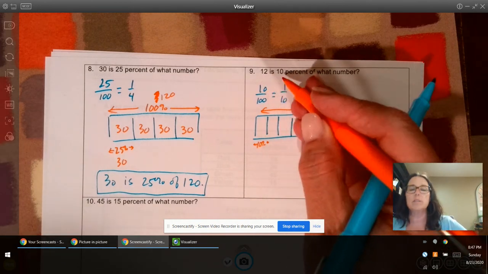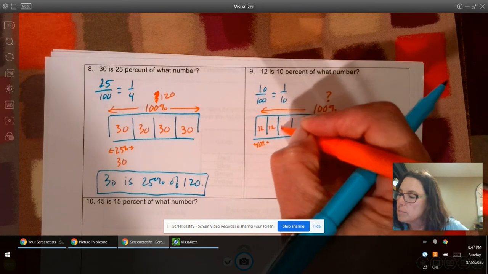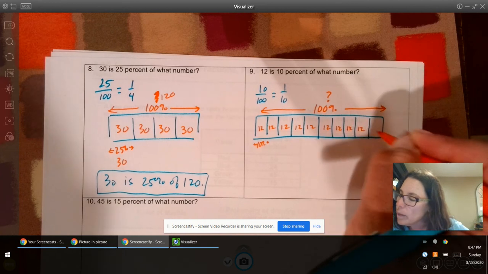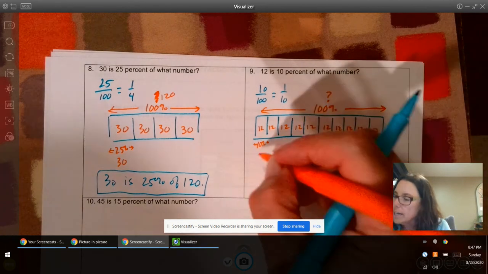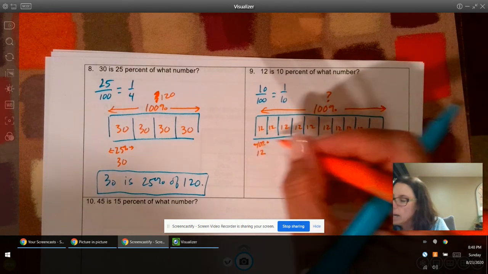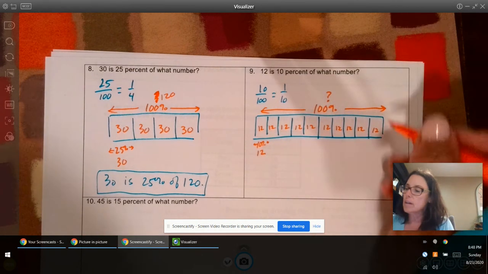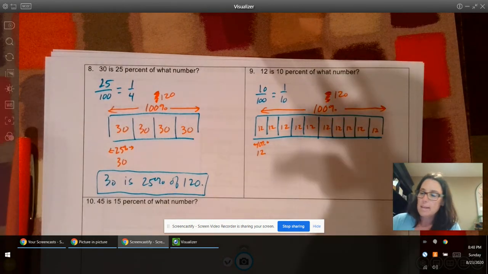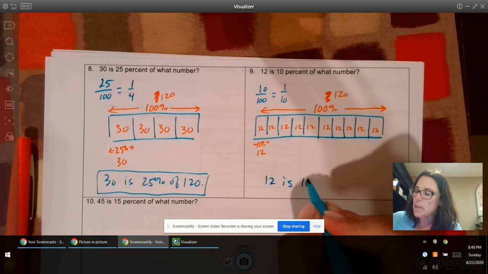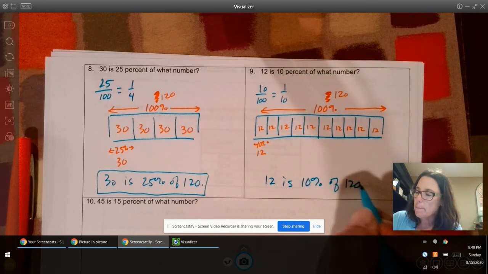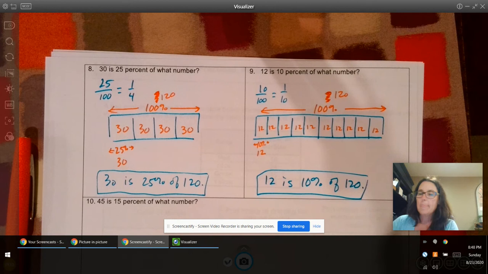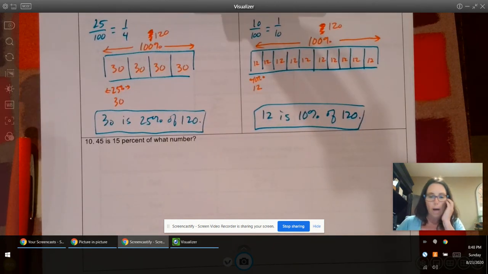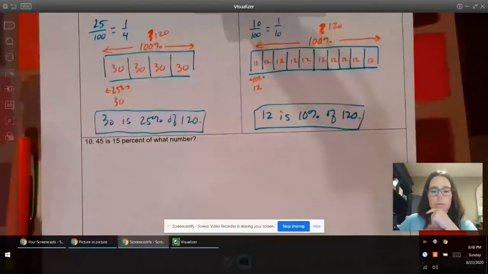It says 12 is 10%. So the magic number is 12. And you don't have to write in all these. All right, so if we have 10 12s, are we good that this question mark is 120? 12 is 10% of 120. All right, we've got one more, and this one's the ugliest. Notice the big old box. Okay, 45 is 15% of what number?